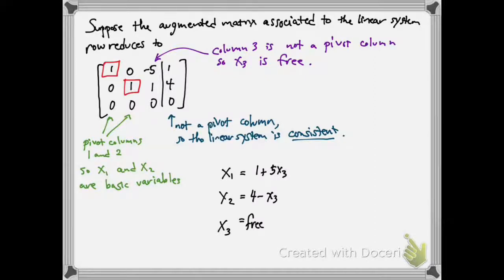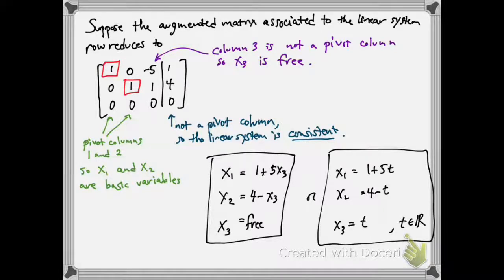5 times x3. There's another way to write this, which is if you want to really remind yourself that the free variable is just a free parameter, you can let x3 be t and just say that t is some element in R. x2 is then 4 minus t, and x1 is 1 plus 5t. Either of these are acceptable solutions. The one on the left is the one that's used in the textbook.